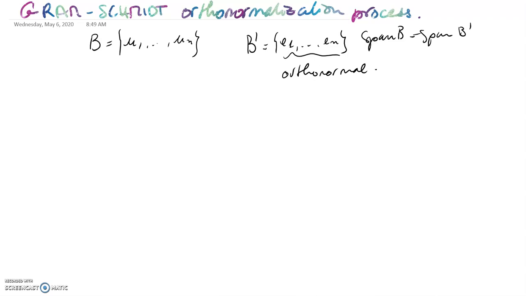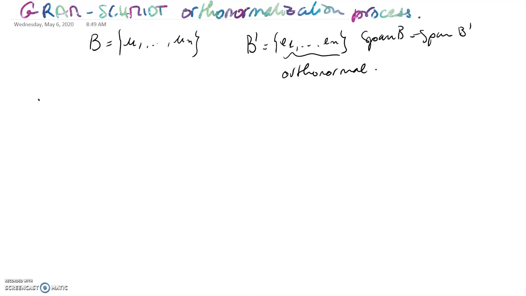Right, so it's actually an induction process. So let's see how that works. What I mean by induction process is that we're going to make E1 out of U1. That's going to be very easy. We're going to build then E2 out of U1 and U2. We're going to make E3 out of the previous one plus U3 and so on. So let's see what it makes.